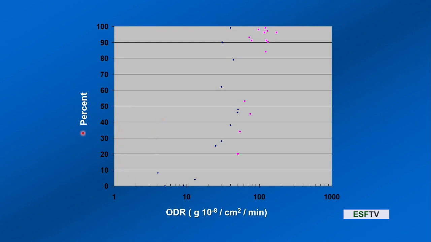So here's a plot of the percent success by the oxygen diffusion rate. Note this is grams, 10 to the minus 8th per centimeter squared per minute, so the micrograms is off by another 10 to the minus 3. But here's a number going along that measures the oxygen diffusion rate and some kind of success.